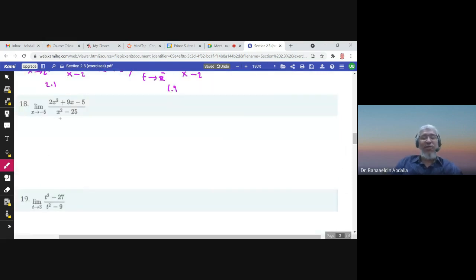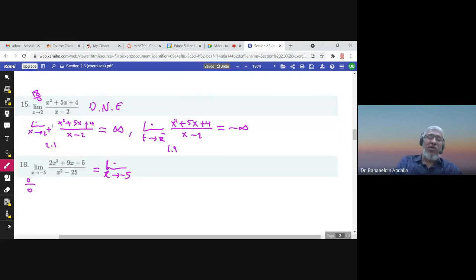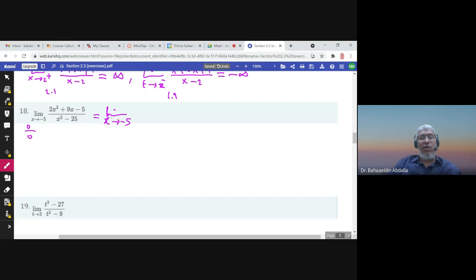If you replace x by negative 5, you will get 0 here and 0 here, because 25 minus 25 is 0, 0 over 0. Well, with 0 over 0, you can think of factoring or doing any algebraic operation to solve the problem, because it has a solution. There is a limit when it is 0 over 0, not like a number over 0. What can we do? Let us try to factor.